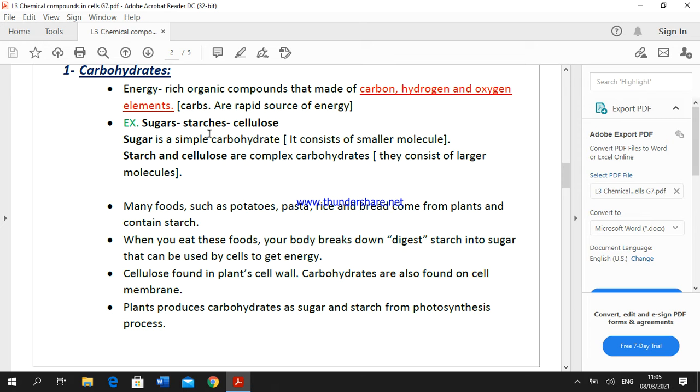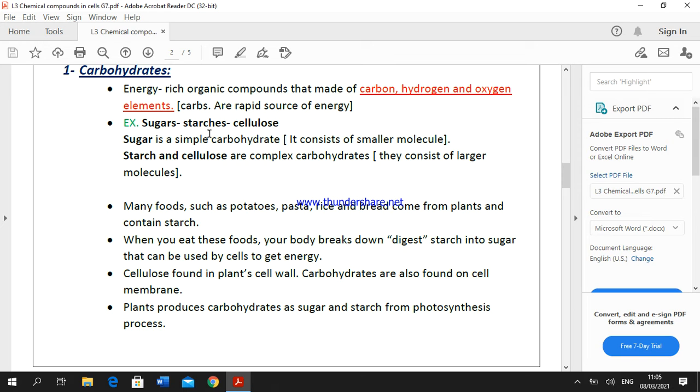Many foods contain carbohydrates, such as potatoes, pasta, rice, and bread. And all of them come from plants. So we know that carbohydrates are organic compounds, so they are derived from living organisms, and the plant is considered a living organism.